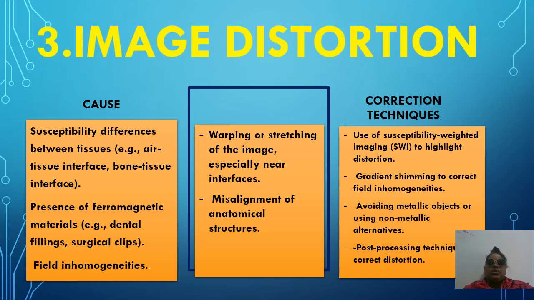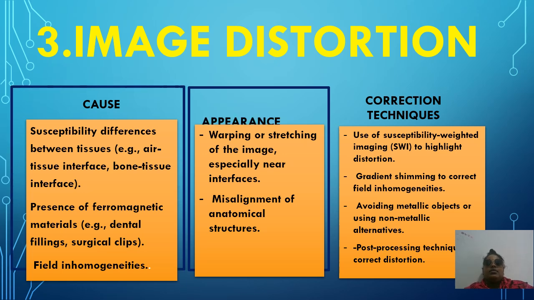Third, image distortion. The causes are susceptibility differences between tissues, for example air-tissue interfaces and bone-tissue interfaces, and the presence of ferromagnetic metal, for example dental fillings, causing field inhomogeneity. The appearance is warping or stretching in the image, especially near the interfaces, and misalignment of the anatomical structures.